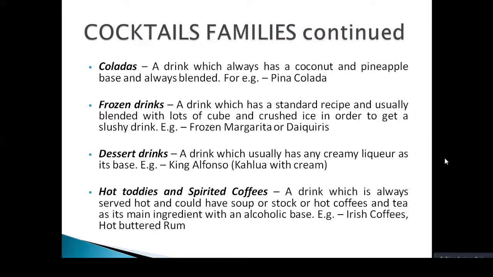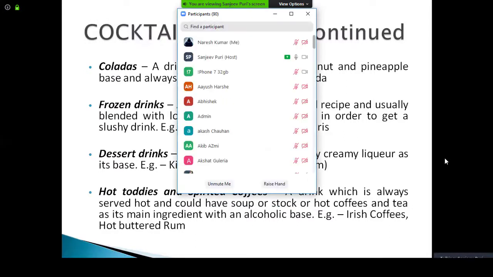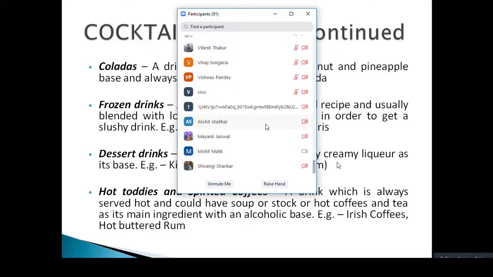Then you have dessert drinks, a drink which has any cream liqueur as its base, like King Alfonso. It has Kahlua with cream. In fact, if you ask me, your Baileys is also a dessert drink if it is served after dinner on crushed ice. One of my favorites is serving whiskey with your Baileys Irish cream. This is again another after-dinner drink.